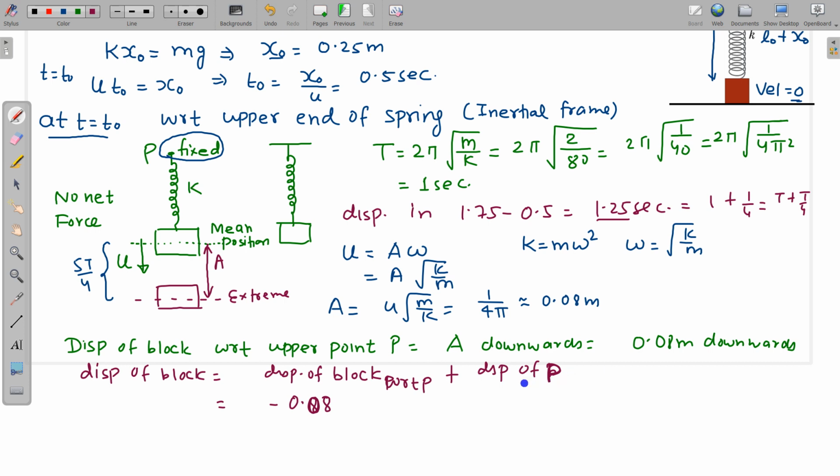Let us calculate this displacement here. This is u into this time interval, and what is u here? This is 0.5. What is this time interval? It is 1.25 second. In a time interval of 1.25 second, this is the displacement of point P. So just multiply this 0.5 into 1.25. If I add these two displacements, then I will get the answer as 0.545 meter. So this is the answer for the first part. This is the vertical displacement of block with respect to ground.